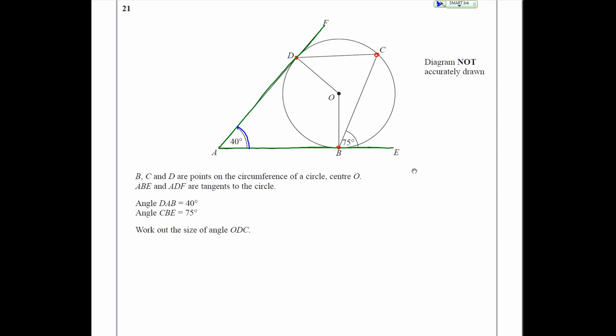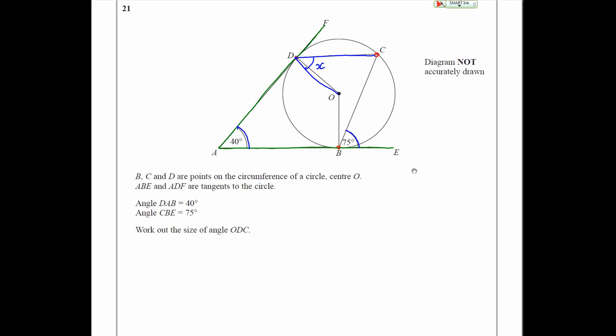Angle CBE is 75 degrees. We can see that. Work out the size of angle ODC. Okay, so from O to D to C, we want this angle. Let's name it X. Okay, right, so let's think about this.